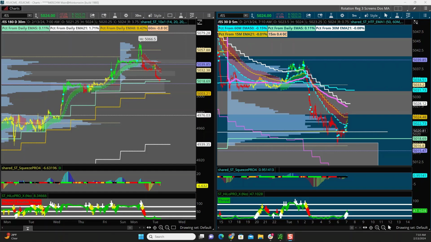It is February 13th, and here is the plan of attack for the day. And the plan of attack, if you're here for the first time, welcome. This is basically my plan on how I'm looking to day trade 0 DTE SPX options for the day. So let's go ahead and get it started.